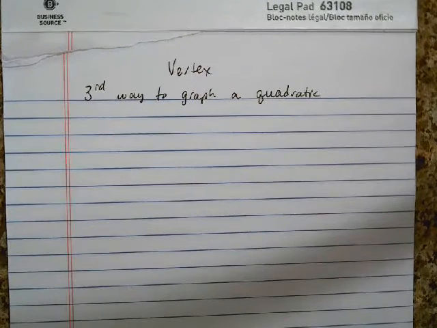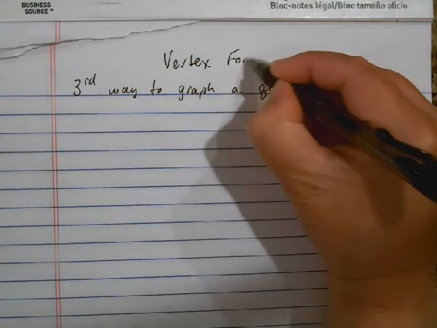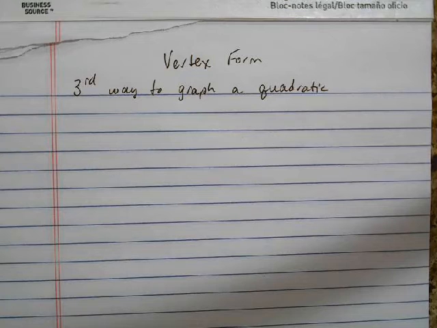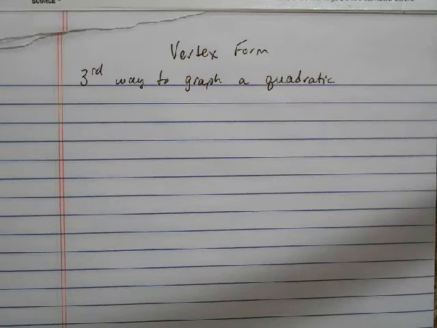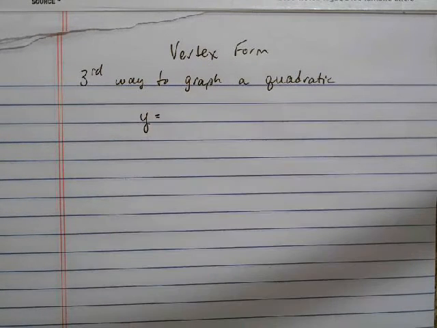So we've already talked about two ways to graph a quadratic. Today will be the third way to graph a quadratic, and I would always graph a quadratic based off of what's given to me. So for instance, this one is going to be called vertex form, and some of you are going to think this is the easiest way, and I think it's the easiest way, according to what's given to me. So a quadratic in vertex form is going to look something like this.